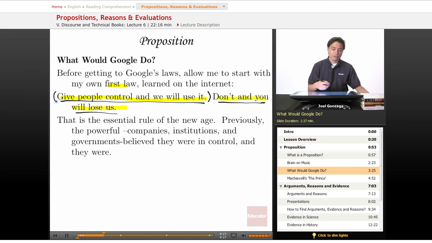It can be true or false. I've got to read on in this book to find out whether or not it's true. Now, let's see if he's given us any reasons so far. This is an essential rule for the new age. Previously, powerful companies, institutions, governments believed that they were in control, and they were.